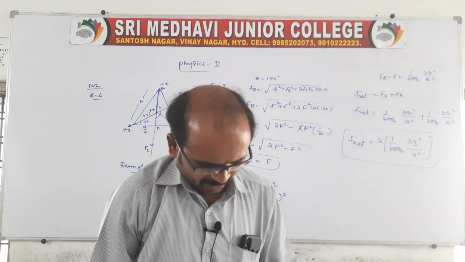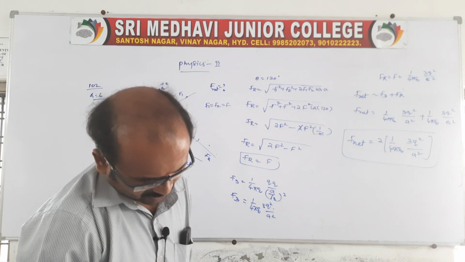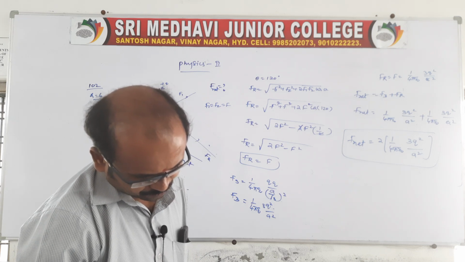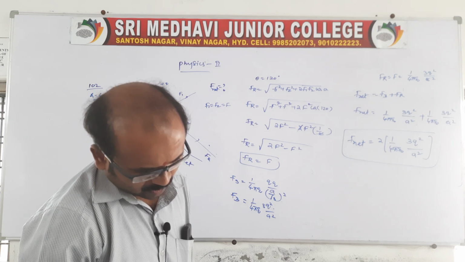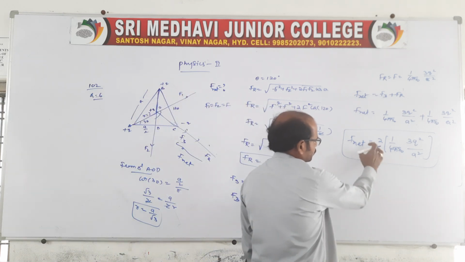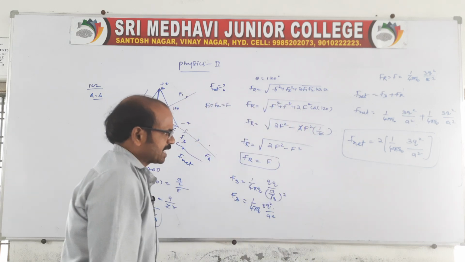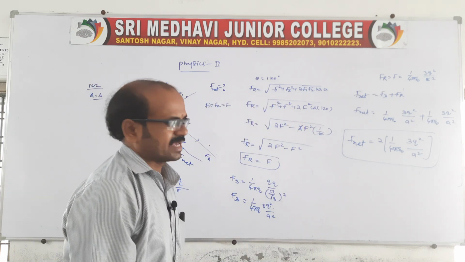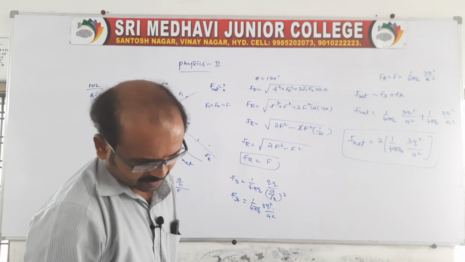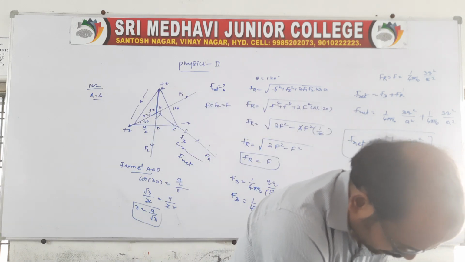So this is the final answer. Suppose you want to calculate and simplify, we can also simplify like this. It is 3 of 2, so 6 we will get, the 2s cancel, so it will be 3Q square by 2 epsilon naught A square. The final answer will be like this. It is given in our material like the question. Clear?